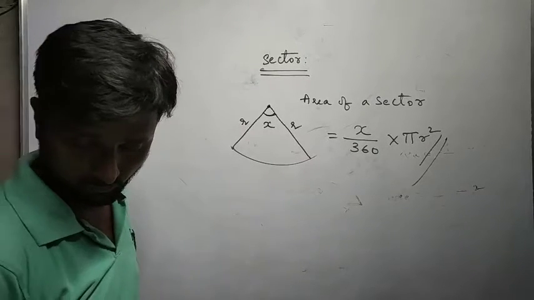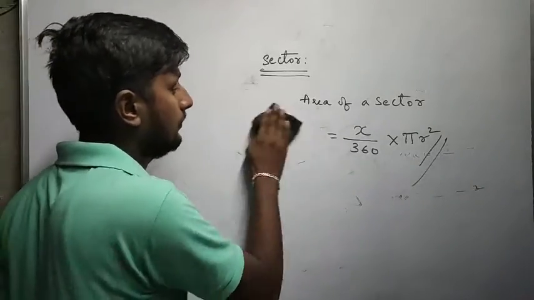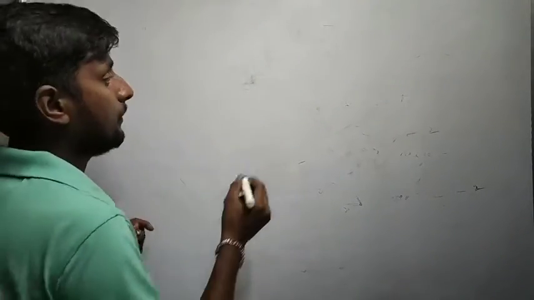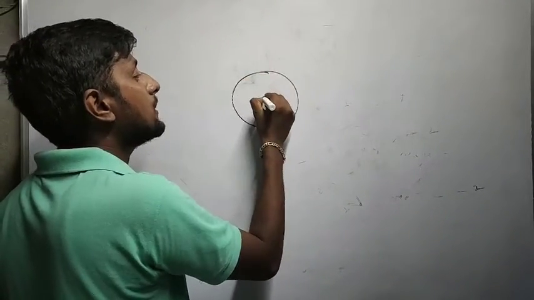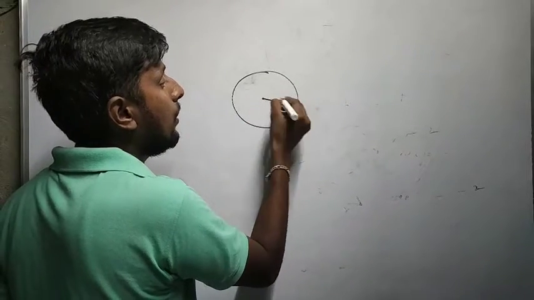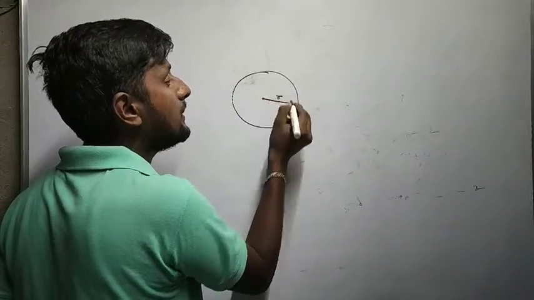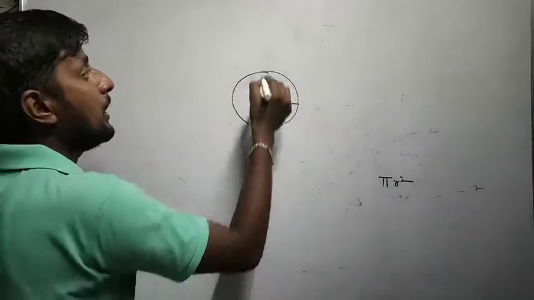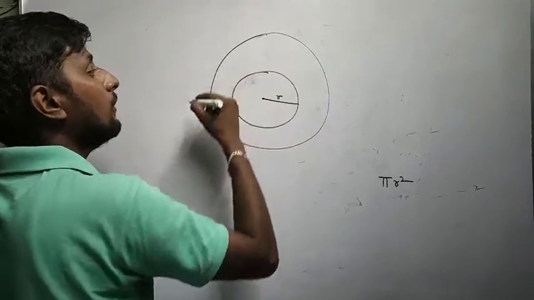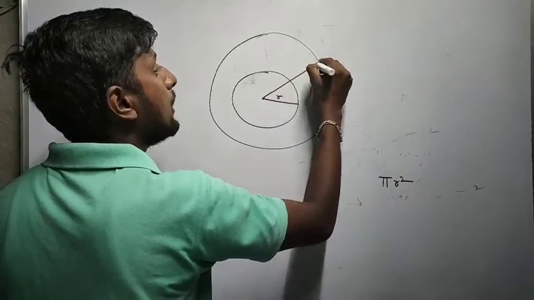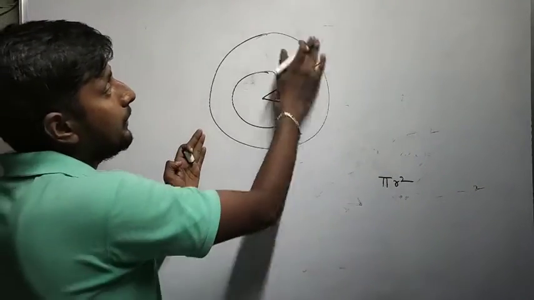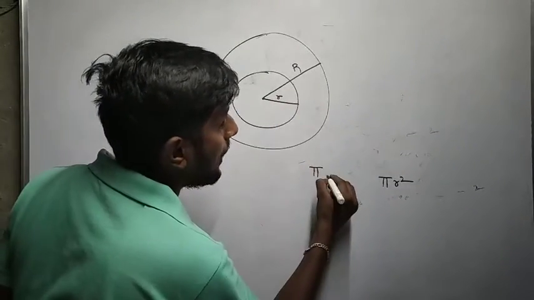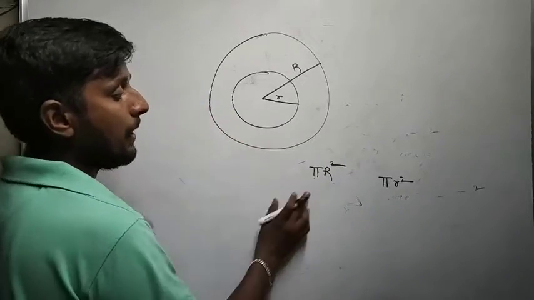Now circular paths. We'll see. Now I am taking a small circle with center O, a fixed point, and the radius is r. Now the area of the small circle, we'll write as pi r square. Now if I take one more circle with the same center, now the radius is capital R. Now I can say the big circle has a big area. Am I right? So the area is pi capital R square.